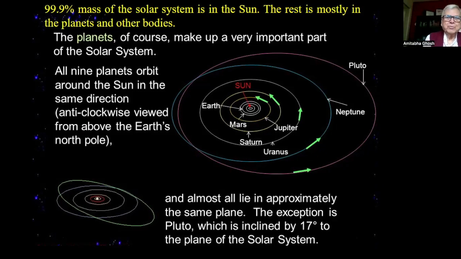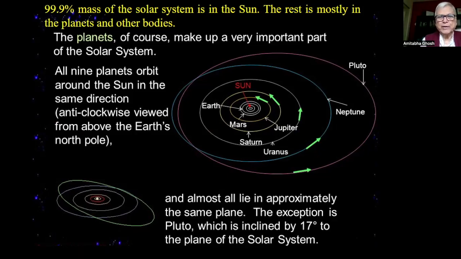And also, all 9 planets orbit around the sun in the same direction, anti-clockwise viewed above the Earth's north pole. As I am showing, every planet is moving in the same way, nothing random, and almost all in approximately the same plane except Pluto, which is inclined by 17 degrees to the plane. So this is a very clear-cut picture of a system that is very well organized.